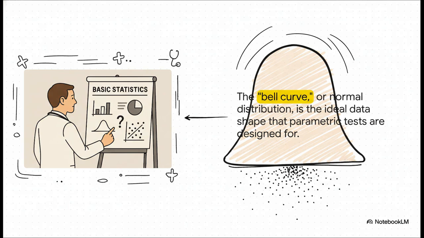And here it is, the famous bell curve. This is the shape we are looking for. See how it's symmetrical? It just means that most of your data points are all clustered around the average, right there in the middle, and then they get less and less frequent as you move away. This is the pattern these tests are built for.